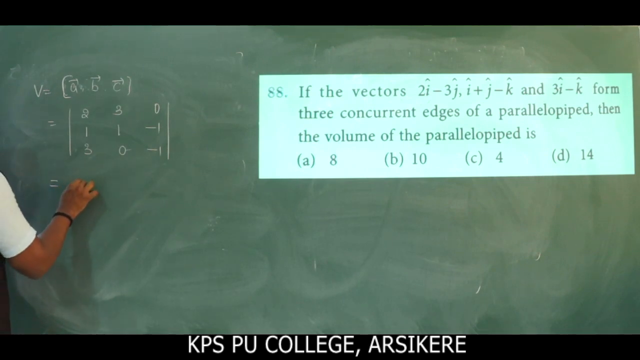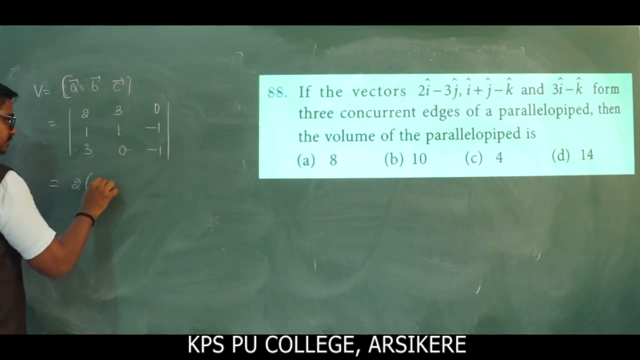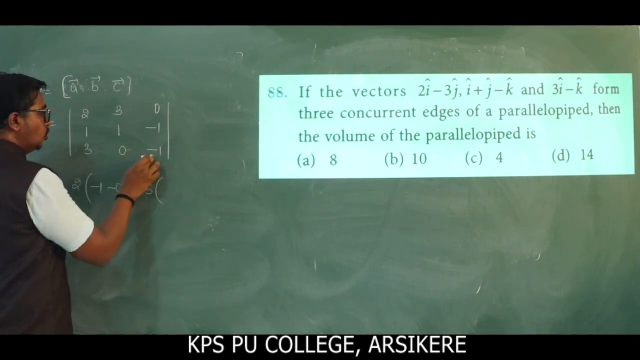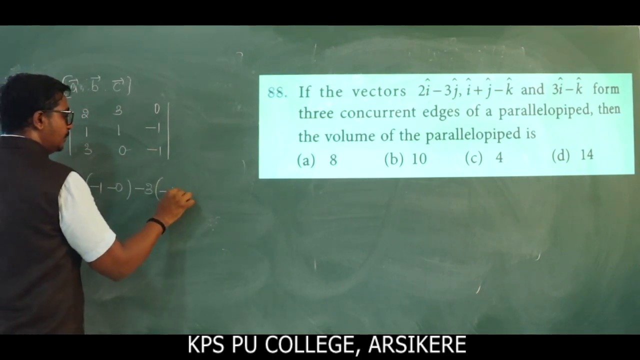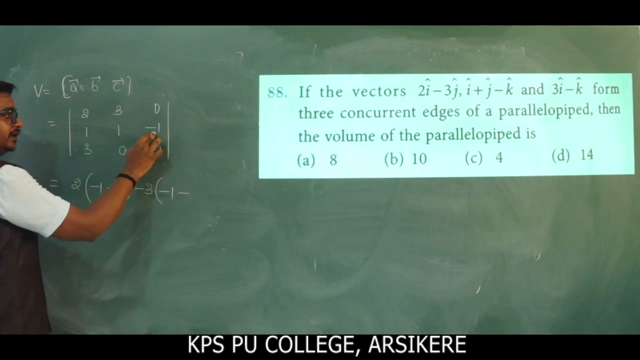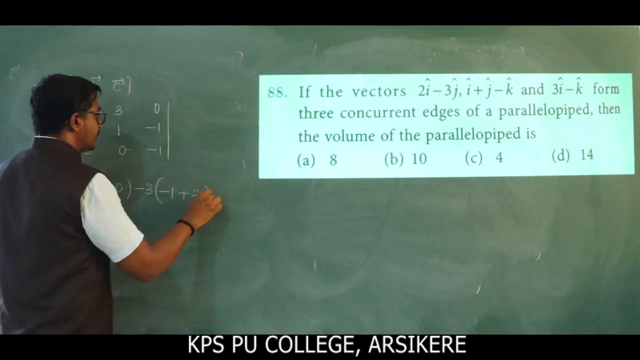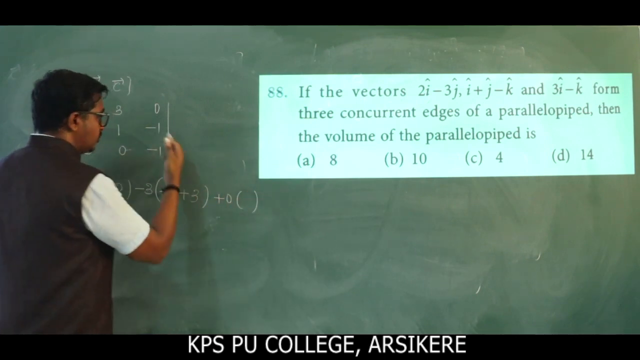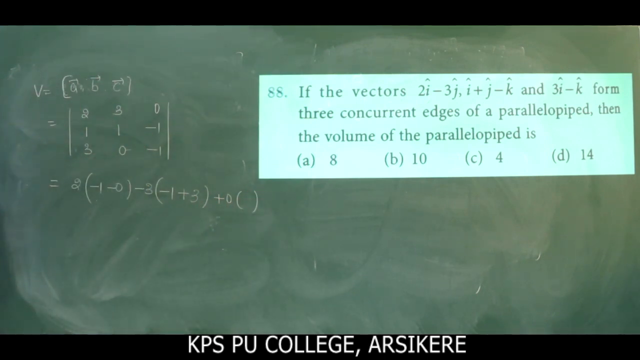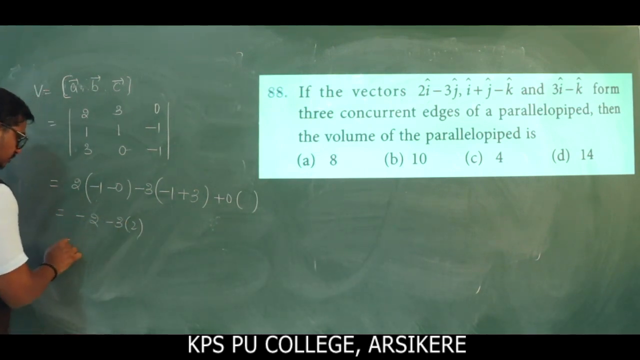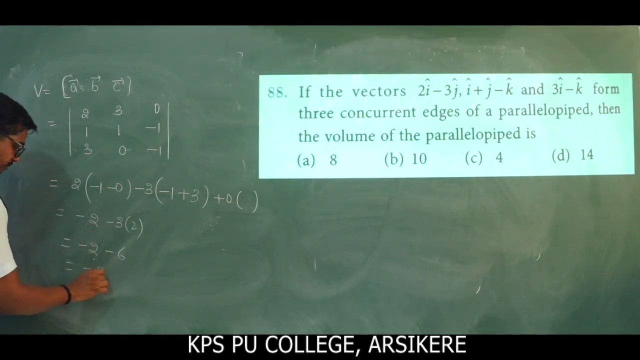This is 2 times (1 into minus 1, which is minus 1, minus 0). Minus 3 times (1 into minus 1 is minus 1, minus 3 into 1 is minus 3), minus into minus becomes plus. Plus 3 times 0; no need of expansion of 0 because 0 into anything is 0. This becomes minus 2 minus 3 times 2, which is minus 2 minus 6. This becomes minus 8.